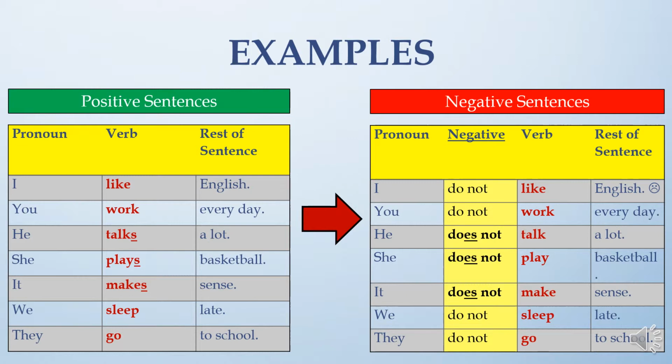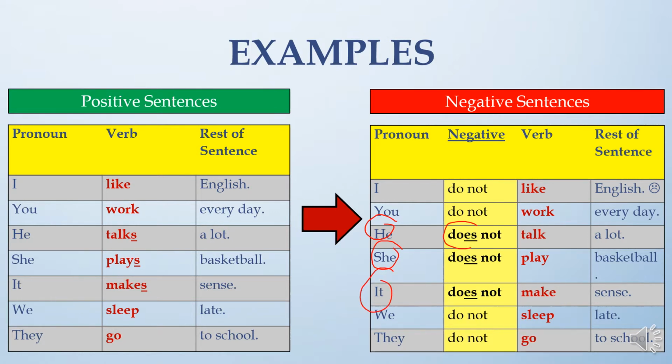We have the pronoun, and then the negative, then the verb, and the rest of the sentence. So for example, I do not like English, which is very sad. I put a sad face right here because that is sad. Hopefully you like English. You do not work every day. He does not talk a lot. She does not play basketball. It does not make sense. We do not sleep late. They do not go to school.